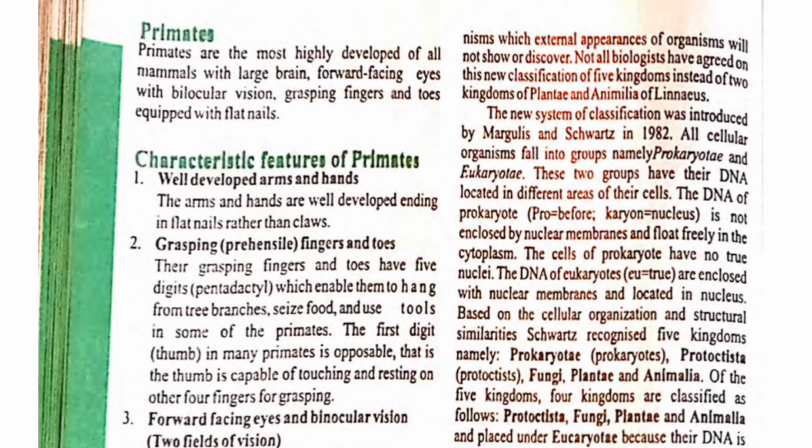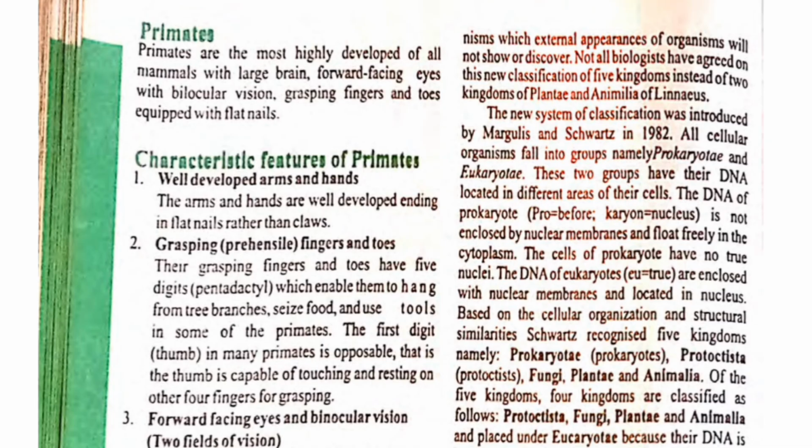The DNA of prokaryotes, pro meaning before and karyon meaning nucleus, is not enclosed by nuclear membranes and floats freely in the cytoplasm. Thus, it is localized in the cytoplasm. The cells of prokaryotes have no true nuclei. The DNA of eukaryotes, eu meaning true, is enclosed with nuclear membranes and located in the nucleus.